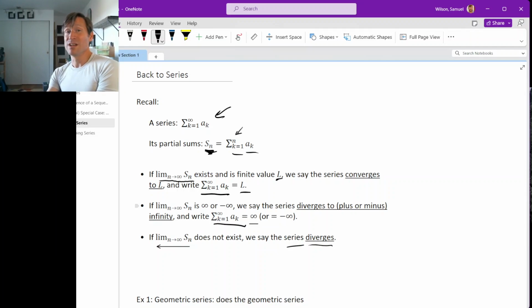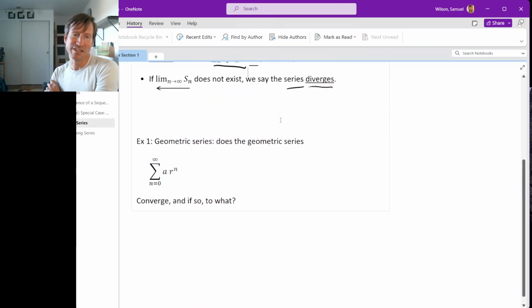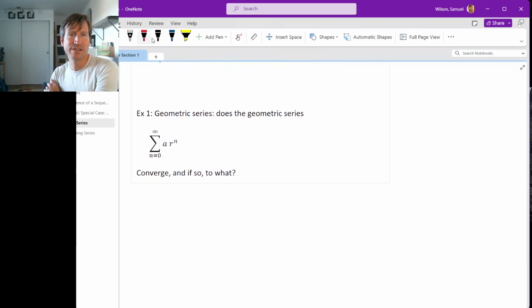Okay, in general, it's very difficult to tell what any given series is equal to, if it converges or not. So we'll spend some time coming up with ways to tell if a series converges. And in general, it's easier to tell if it converges than to tell what it converges to. But there's one common case where we can figure out what a series converges to, and that's a geometric series. So let's look at a geometric series.